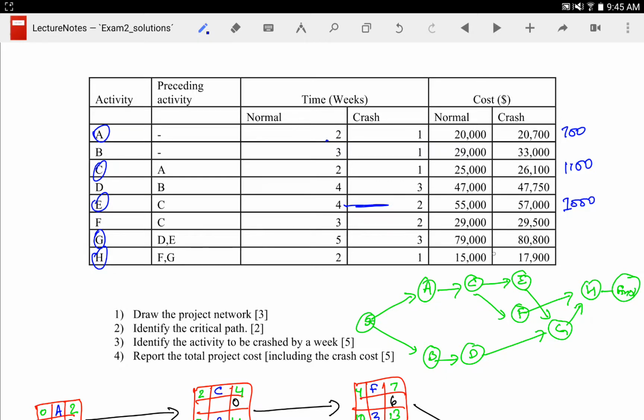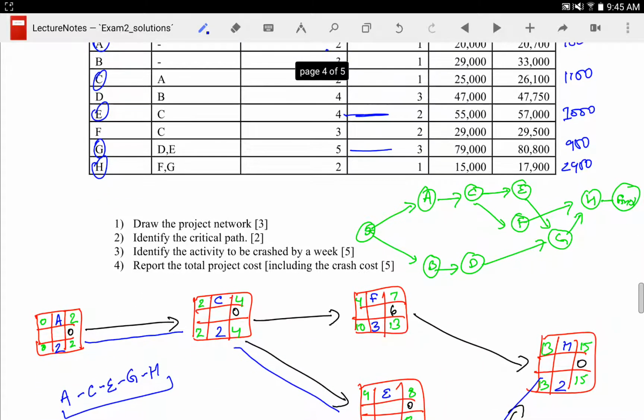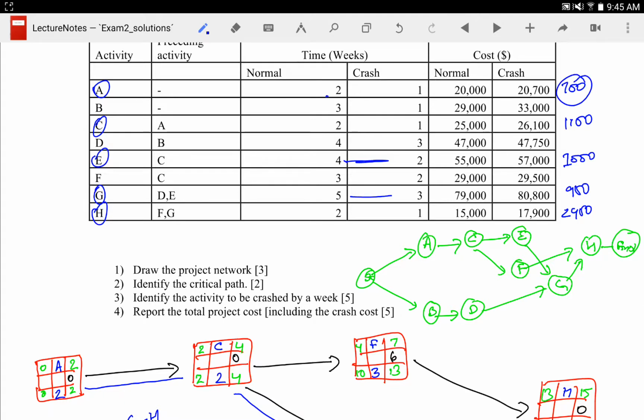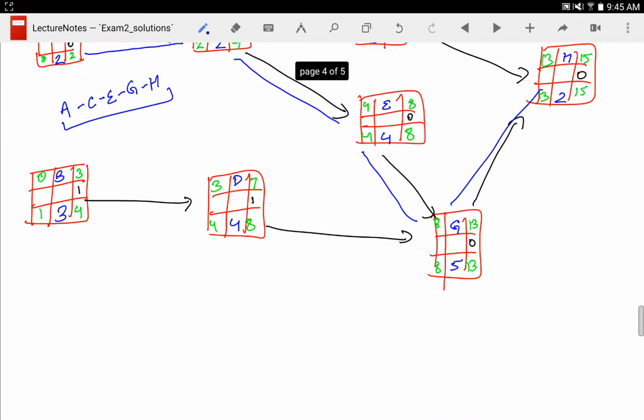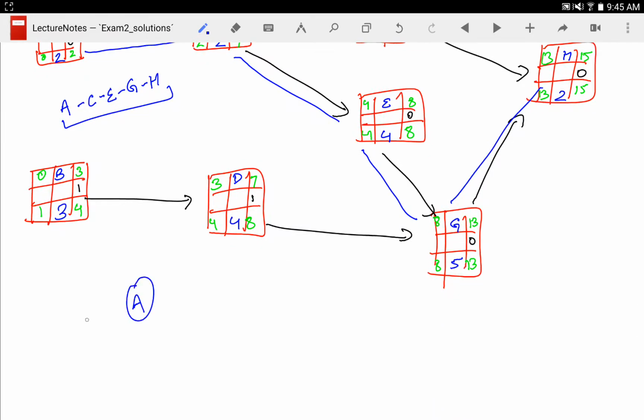E, the cost of crashing per unit is again here 5 to 3, so there are 2 weeks that can be crashed. The difference is 1,800, so 1,800 divided by 2 is 900. G can be crashed by 1, and the difference here is 2,900. So the cheapest one to crash is A, because A is 700. It costs only 700 to crash. So the activity that should be crashed is A. Right, crash A.